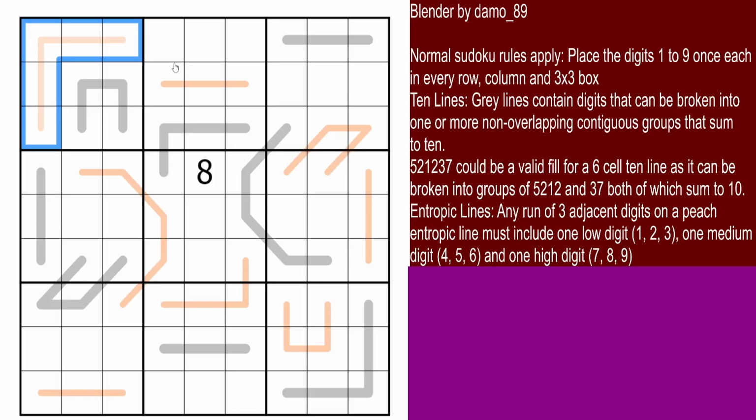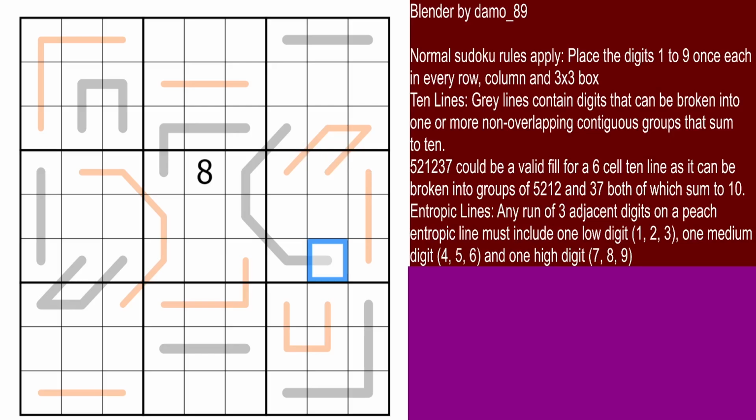Normal Sudoku rules apply. Place the digits 1 to 9 once in every row, column, and 3 by 3 box without any repetition of the digits. Sum 10 lines: gray lines contain digits that can be broken into one or more non-overlapping contiguous groups that sum to 10. So 5, 2, 1, 2, 3, 7 could be a valid fill for a 6-cell 10 line, as it can be broken into two groups, 5, 2, 1, 2 and 3, 7, both of which sum to 10.